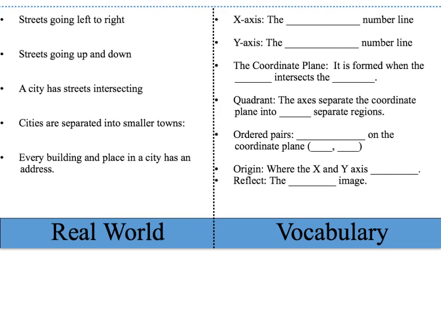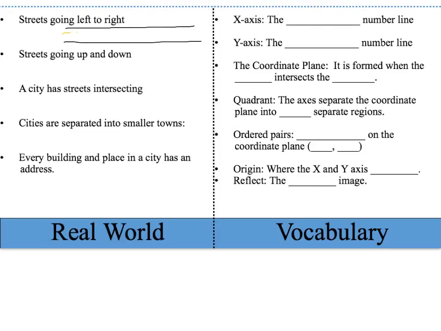So let's go ahead and talk about some of these vocabulary words, but I want you to compare them with things you would see out there in the real world. For example, we're going to talk about a fake math city that we want to create. Let's talk about stuff that you would actually see in the real world. So streets that go from left to right. Here's a street. It's going left to right. Notice that it is a horizontal street.